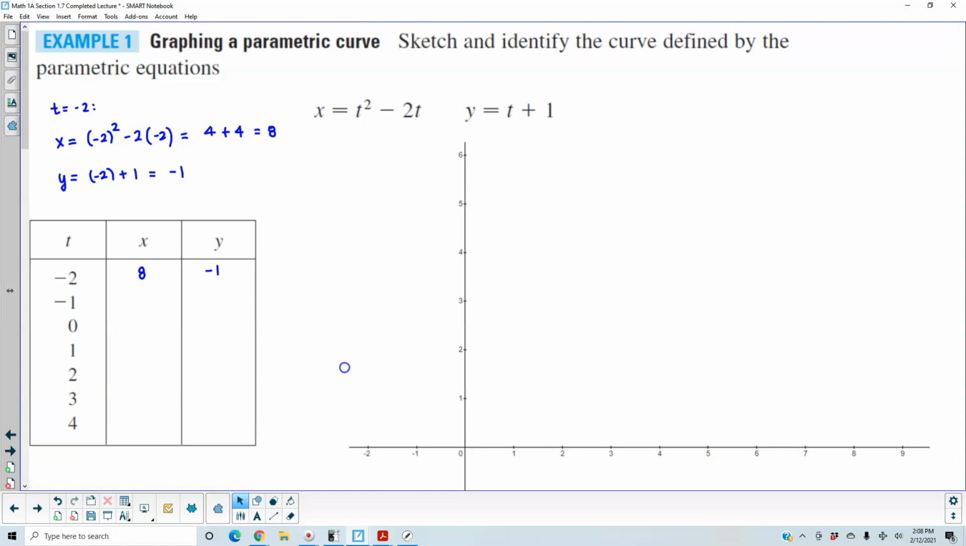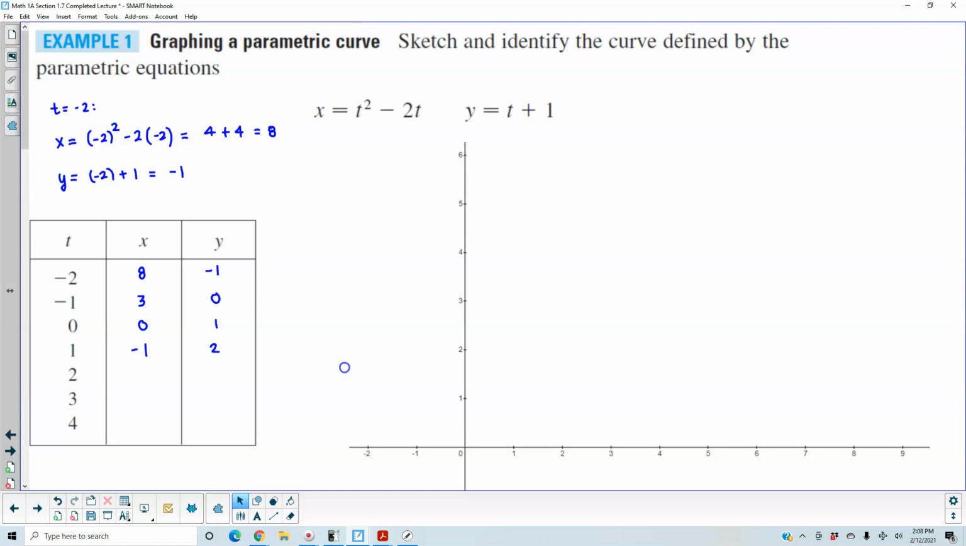Okay, now if we do that for the remaining values, if we put -1 in for t, then we get -1 squared, which is 1, plus 2, which gives us 3. And then we get 0 for y. If we plug 0 in for t, for x, then we get 0. If we plug 0 in for t in the y, 0 plus 1 gives us 1. If we plug 1 into our x parametric equation, we get 1 minus 2, which is -1. And then 1 plus 1 gives us 2.